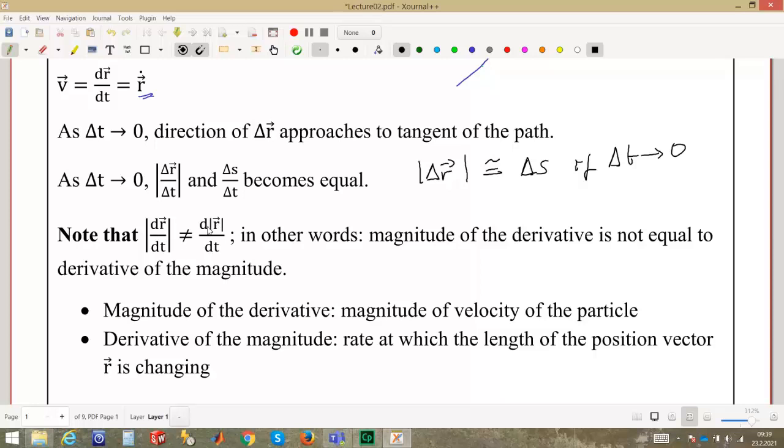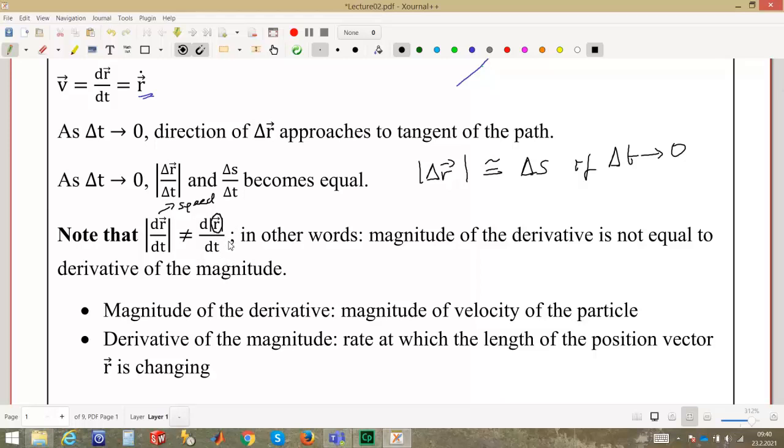Now, you can also take the magnitude of the vector and then differentiate it with respect to time. Then that will be the derivative of the magnitude of the r vector, which is not the same as the instantaneous velocity that you would calculate by using dr over dt and taking the magnitude of it, which means the speed. However, this is not equal to the speed. This is just how the r vector's magnitude changes.